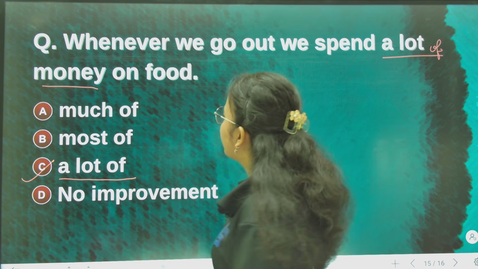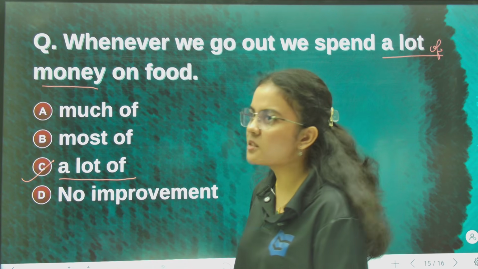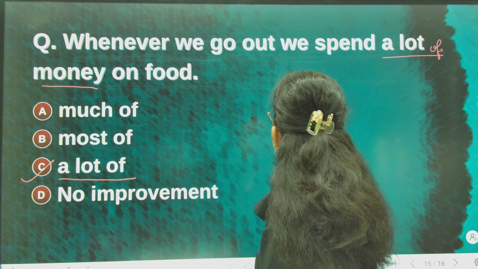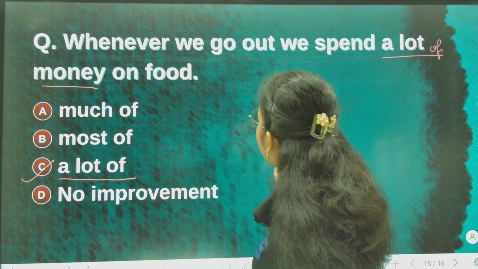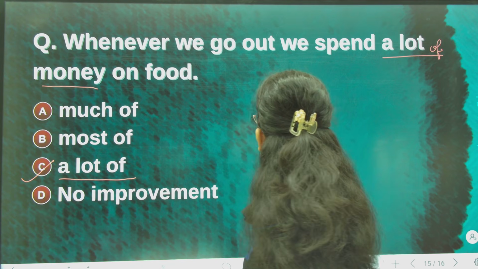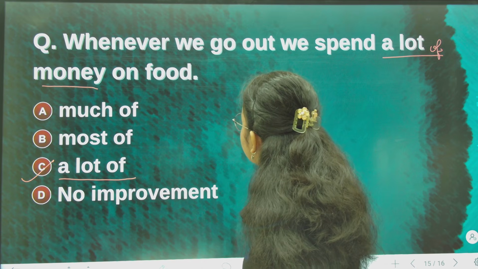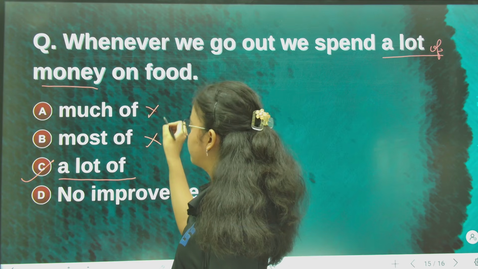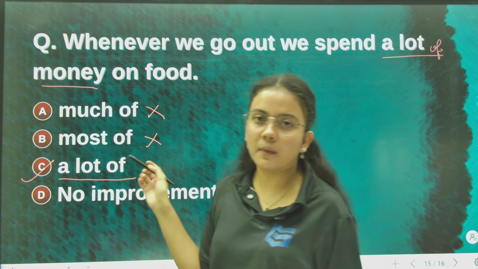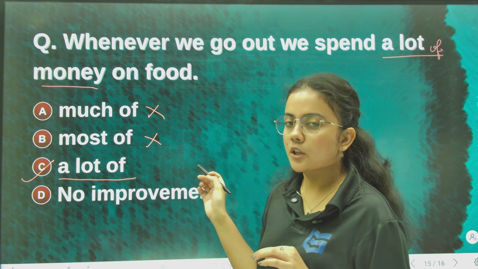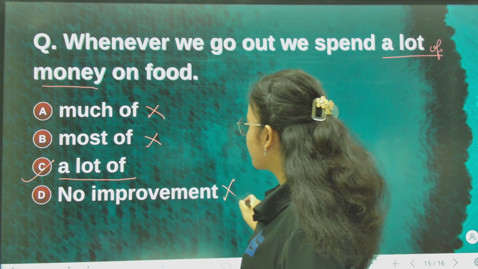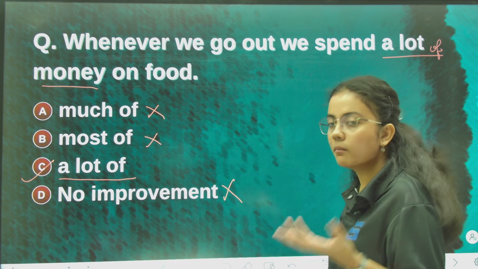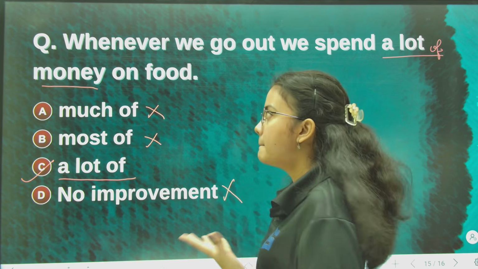We spend most of money on food. Do we spend most of money on food? Whenever we go out we spend most of the money on food. This is wrong. "Much of money" is also wrong, we don't put much of money. Mostly we use a lot of money. "No improvement" is wrong. So a lot of money, a quantifier.